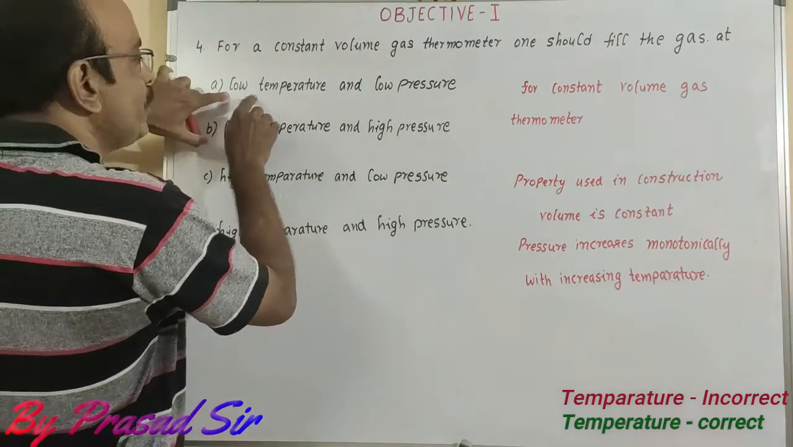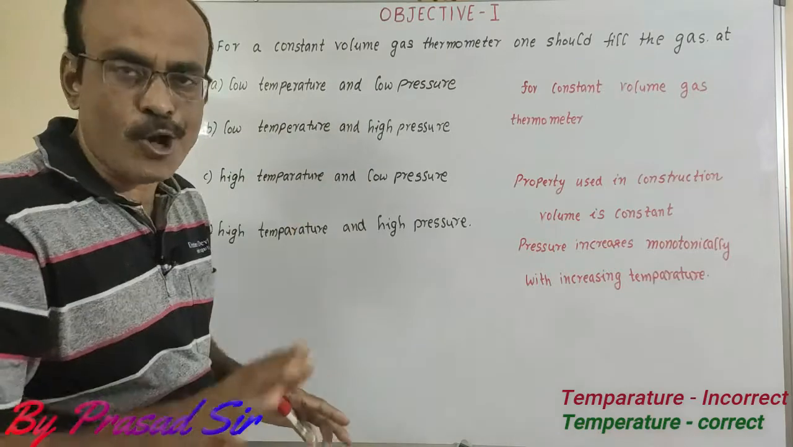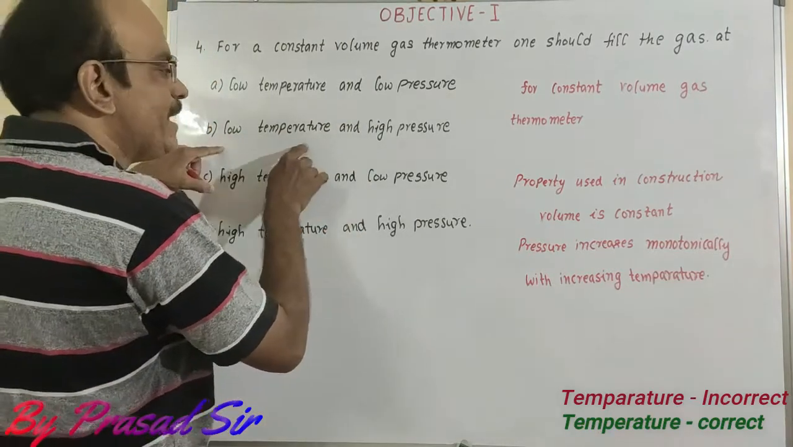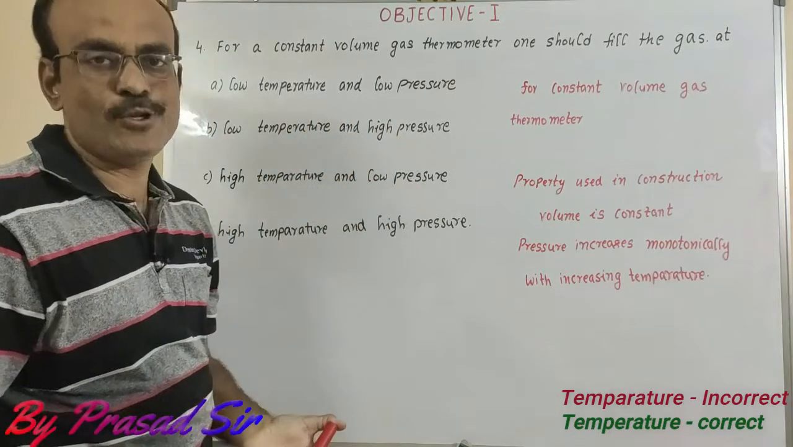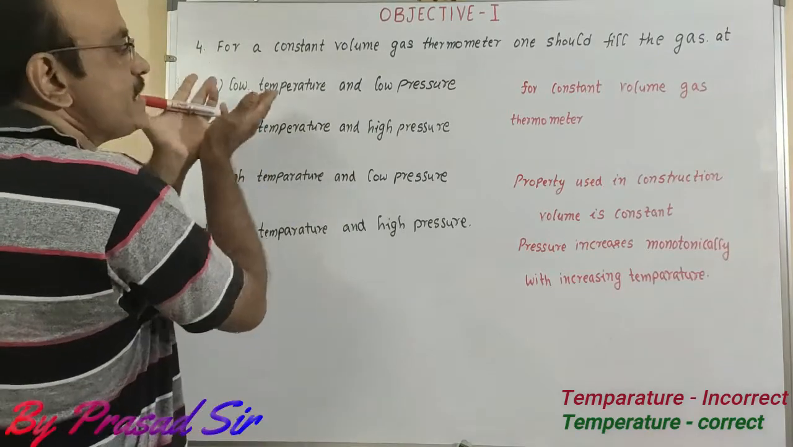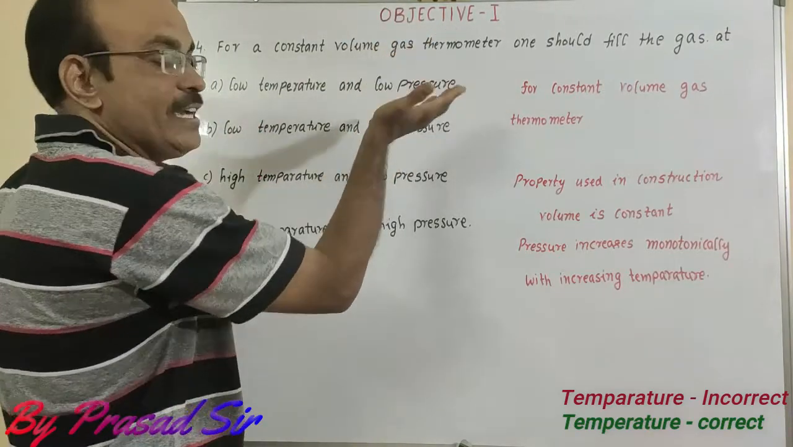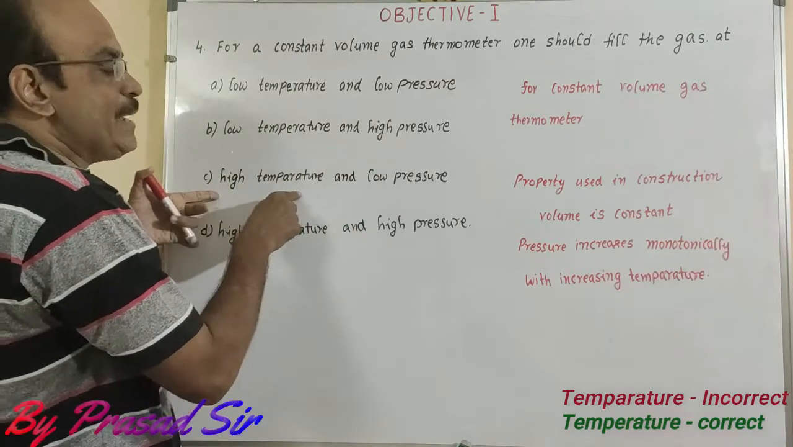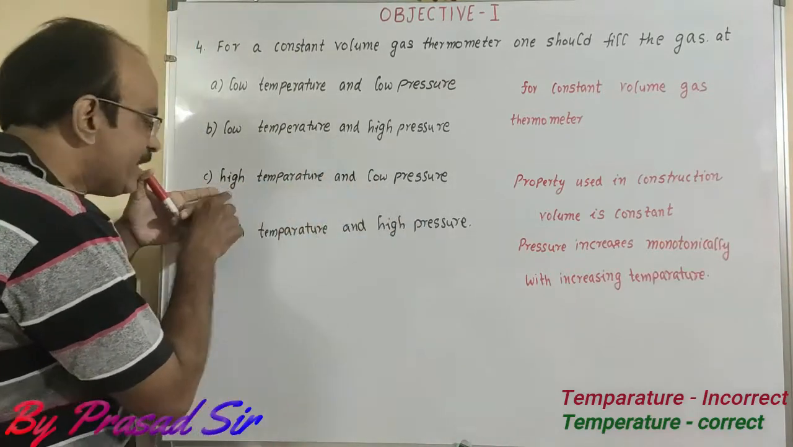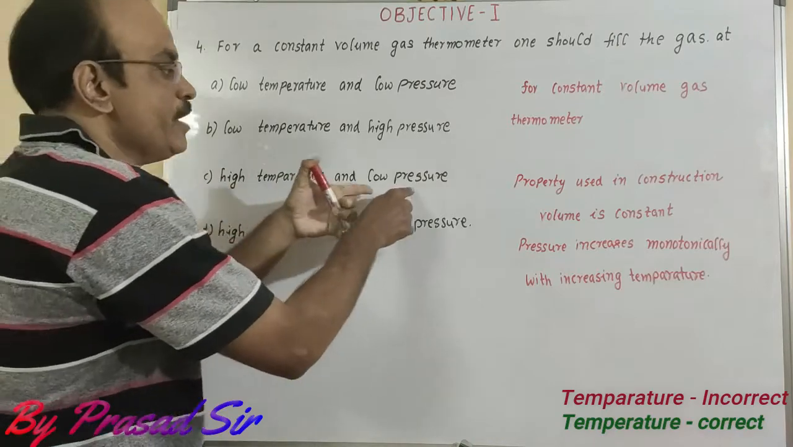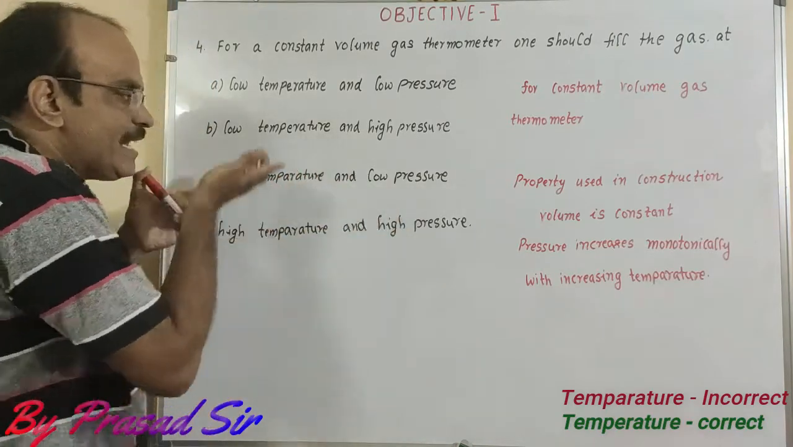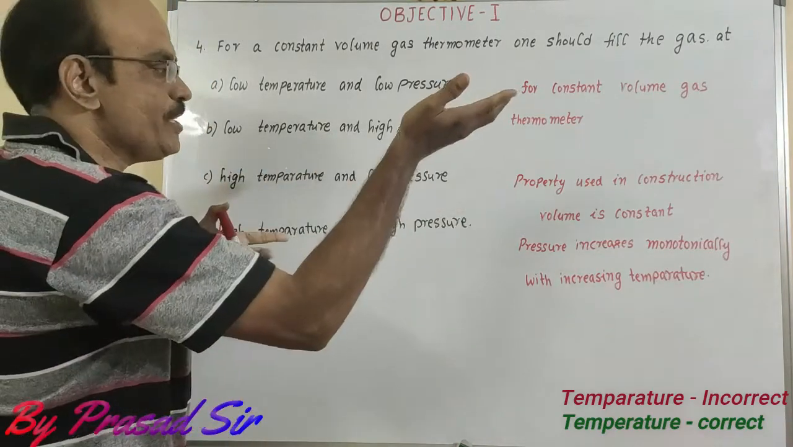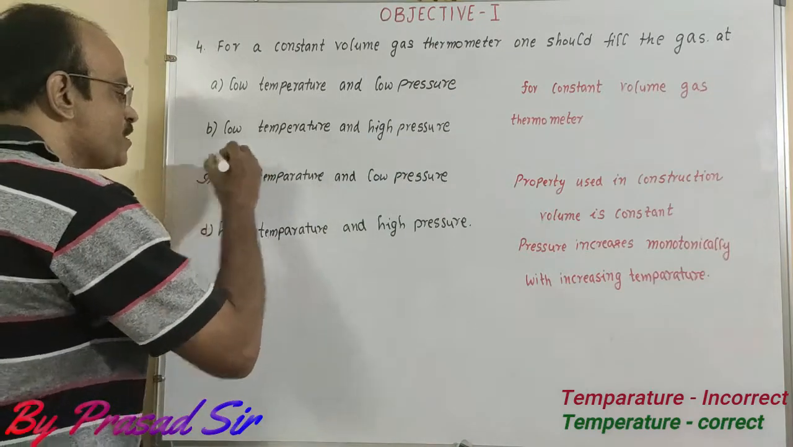First one, low temperature and low pressure, not possible. And low temperature and high pressure, this is also not possible. As the temperature increases, pressure increases gradually, a continuation. And the third one, high temperature and low pressure. Whenever high temperature is there, low pressure is a possibility. That means whenever the temperature increases, pressure also increases. So that's why option C is not correct.